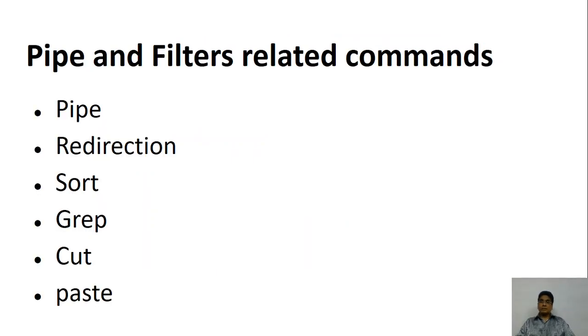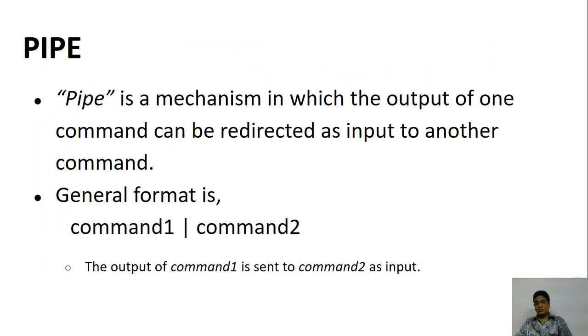There are many commands which are used for pipe and filter related activity, and we will explore them one after the other. So first of all, let's look at what is a pipe. A pipe is a mechanism in which the output of one command is redirected to another command. Suppose I have one command and I want the output of this command to be the input of the other command, then I can use the pipe symbol.